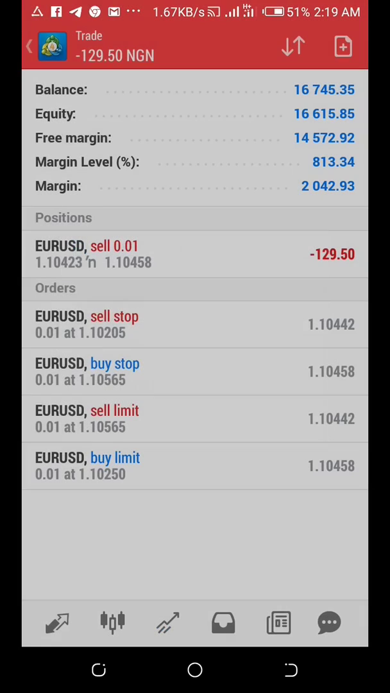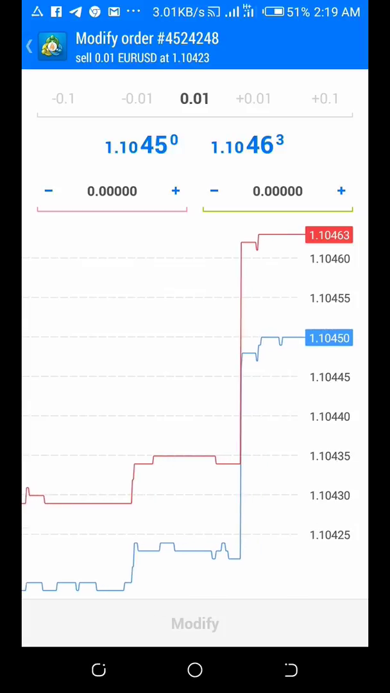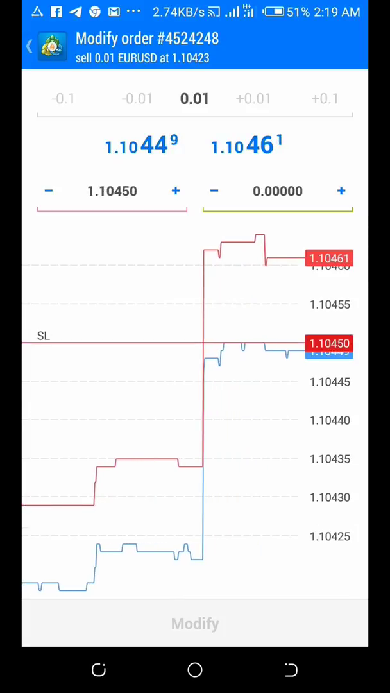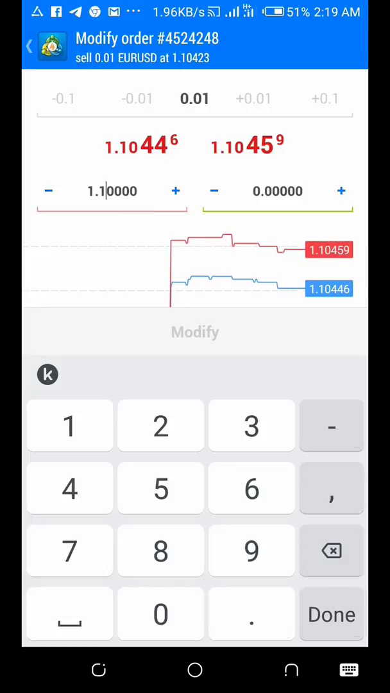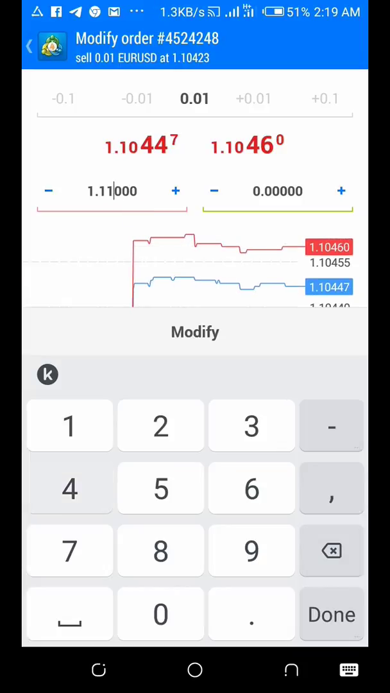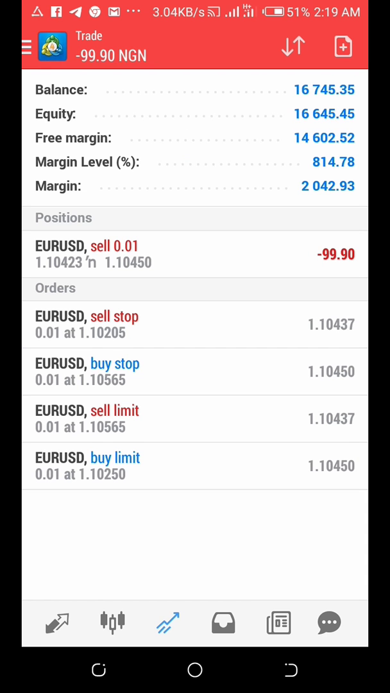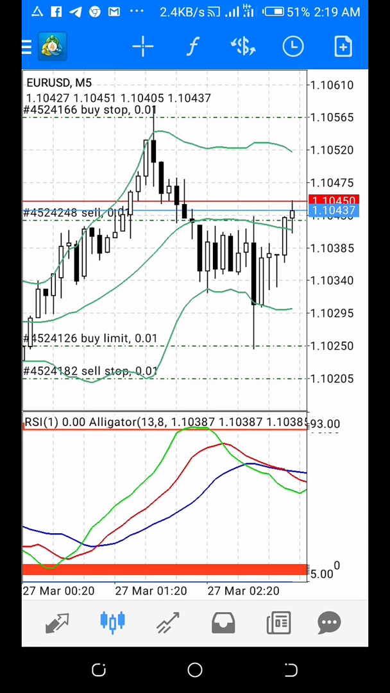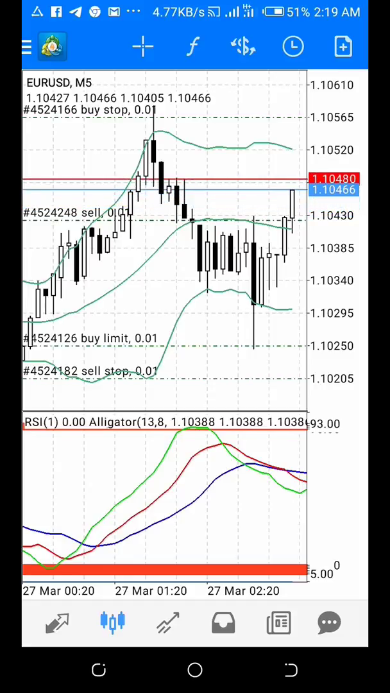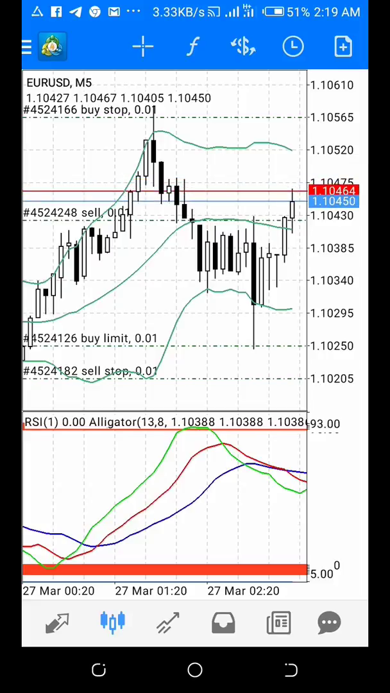So I will click on my order, I will click on modify order. After clicking on modify order, I will click on this plus sign. So 1142, I will just click on 11423. So that means I want to risk only 100 pip. I'm risking only 100 pip.